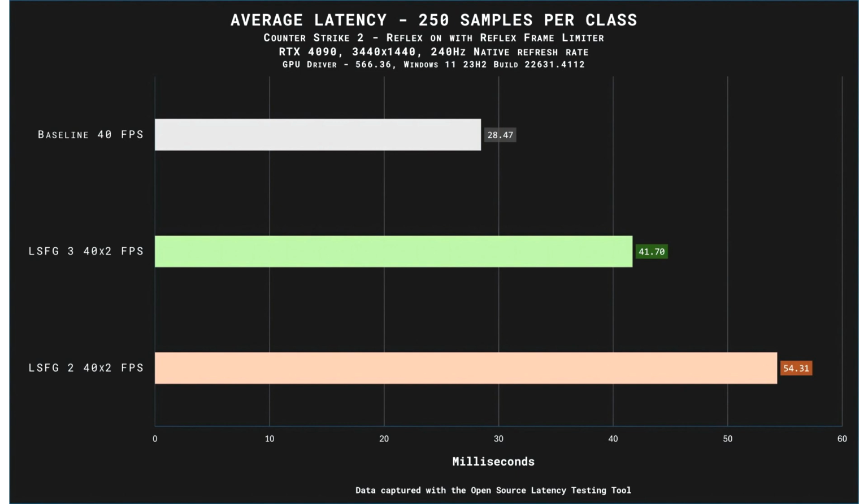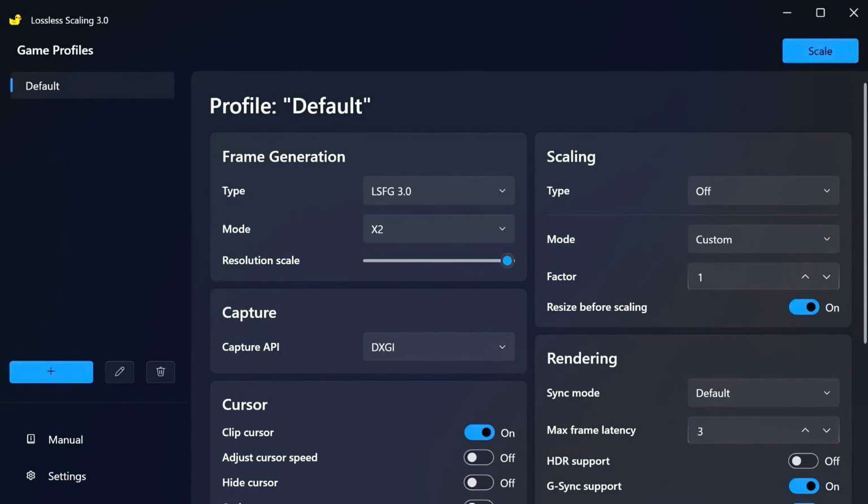Higher multipliers, for example X5 or above, are best suited for high refresh rate setups, such as 48 fps X5 for 240 Hz, 60 fps X6 for 360 Hz, 60 fps X8 for 480 Hz.